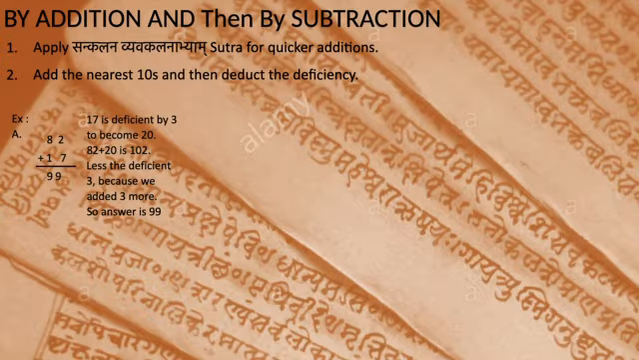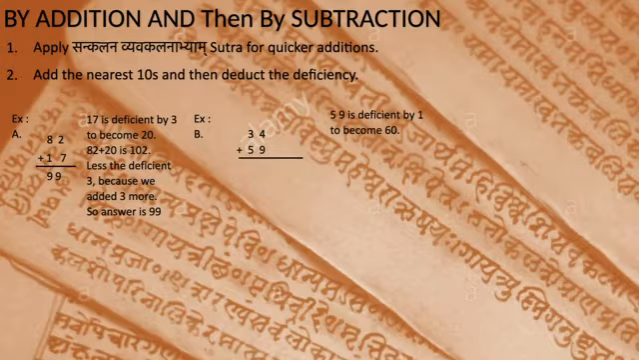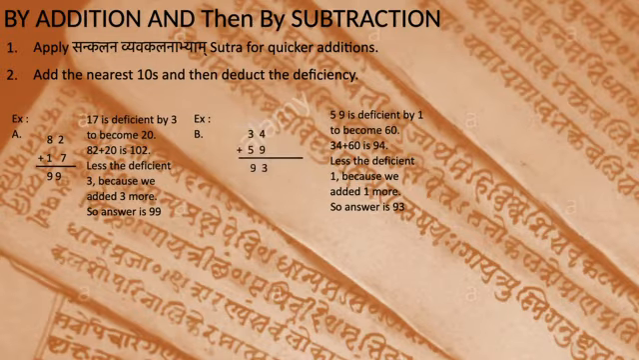Okay, so let's look at another example, 34 and 59. Clearly 59 is deficient by 1 to become 60, which is a smaller number, right? So we'll add 34 to 60, right? So that becomes 94, and then we'll reduce the 1 because we had added 1 more when we made it to nearest 10, right? So the answer becomes 93.